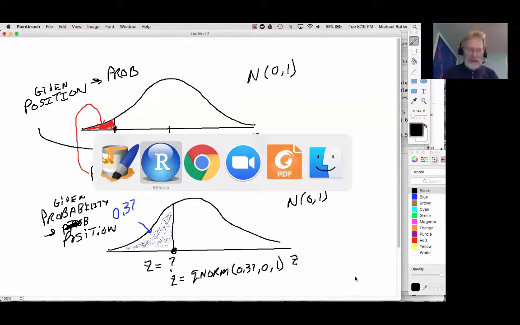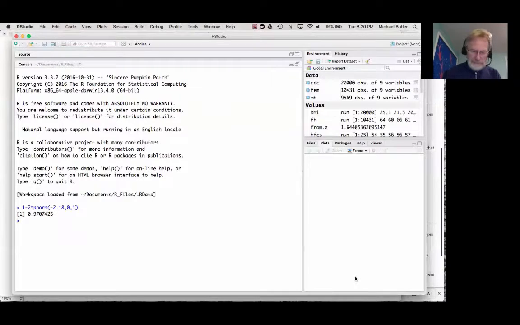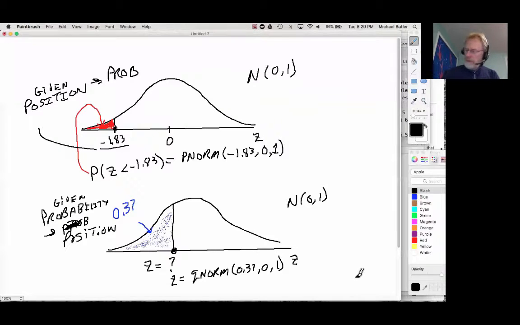So let's go back over to R, and we're going to go, okay, Q norm, because the math gets really intense. 0.37, comma 0, comma 1. And that number right there is the position on the axis. So if I come back over to here, that point, negative 0.33, that's not a probability this time. That's a position. This number on the axis right here is negative 0.33. Okay, remembering that the center was at 0, right?